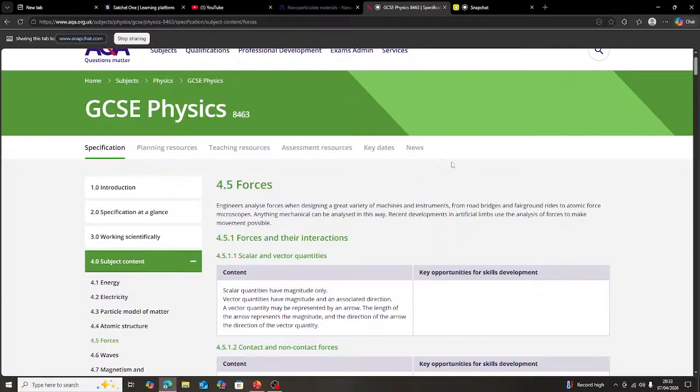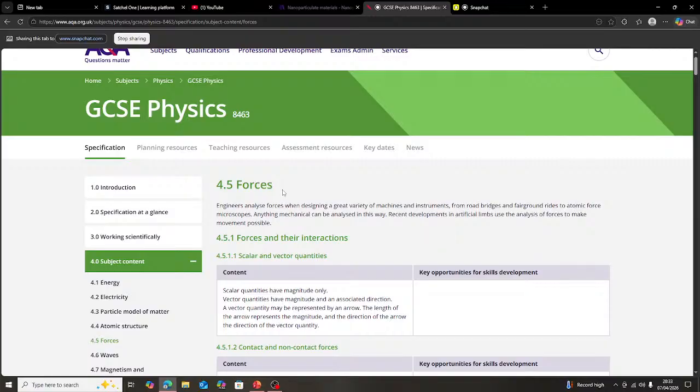Then we have contact and non-contact forces. What are those? I don't know. A contact force is a force where you're physically touching, and a non-contact force is where you're not touching. I thought you didn't know. Of course, I was joking.